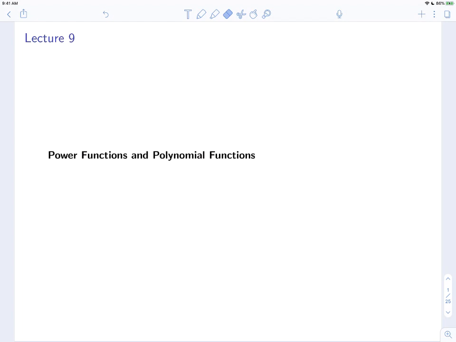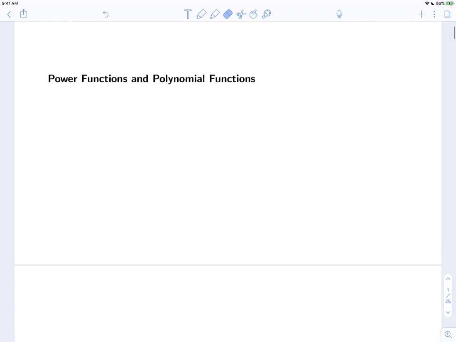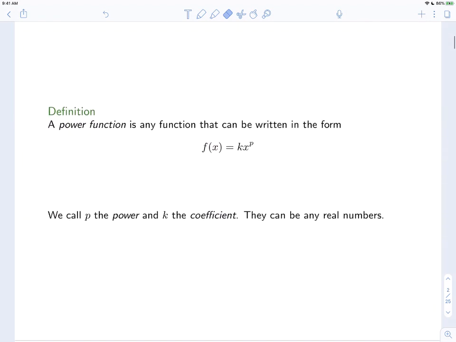In this video, we'll talk about power functions and polynomial functions. Let's start with power functions, and let's start with the definition. A power function is any function that can be written in the form that you see here. f of x equals k times x to the p.